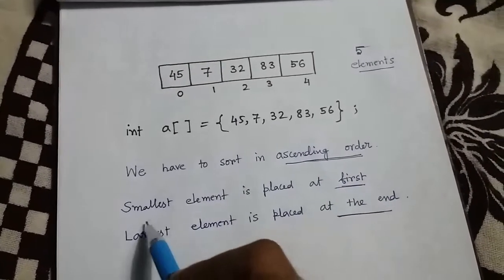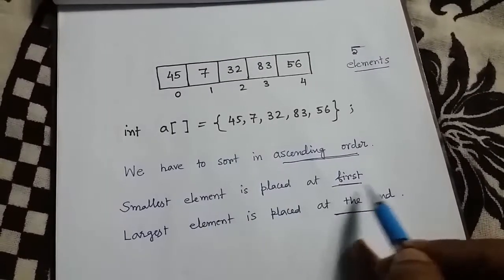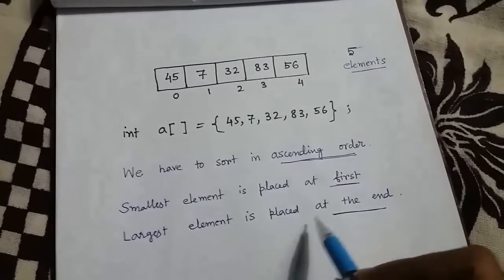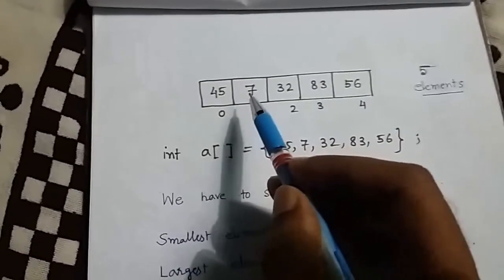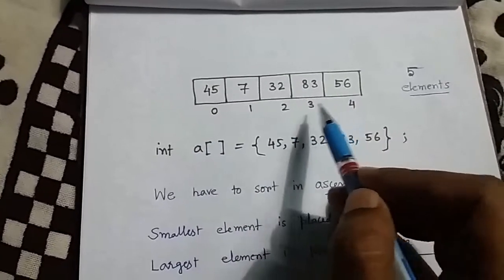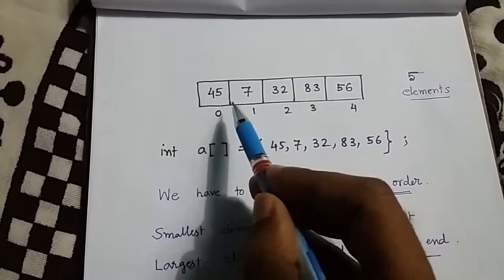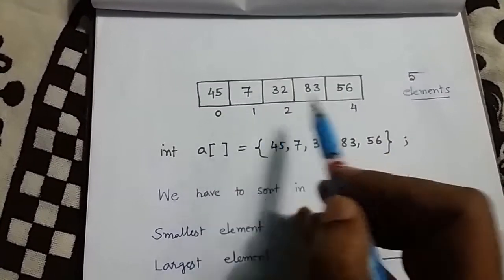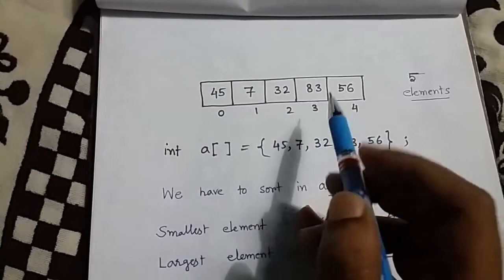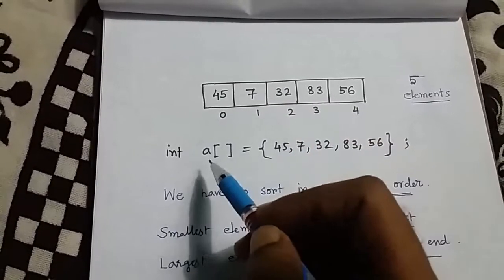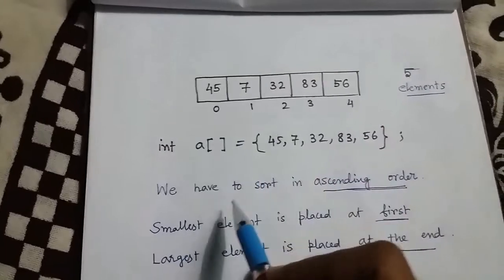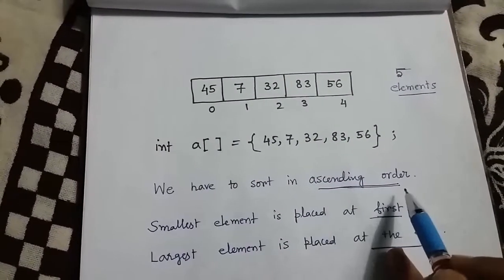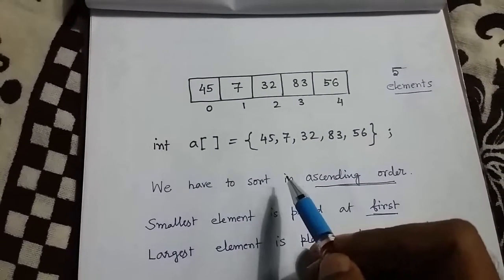So in ascending order, the smallest element should be placed at first and the largest element should be placed at the end. So you can see that this array is unsorted. Here 45, then 7, then 32. So this is unsorted. It is sorted neither in ascending order nor in descending order. So we have to sort this array, suppose in ascending order. So let's start the process.